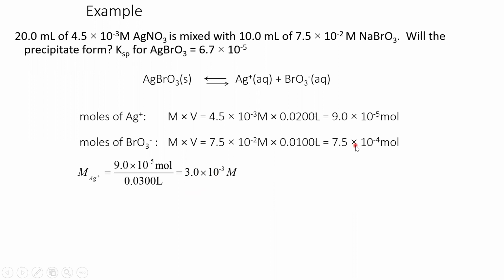So do the same thing for the bromate ion. Calculate what the molarity of the bromate ion is. Moles per liter.